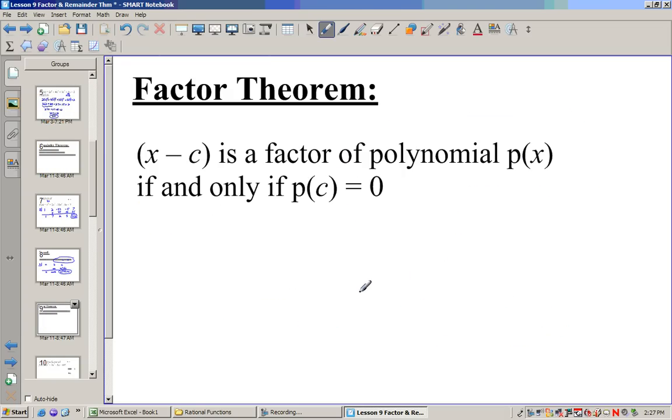All right. Now we have another theorem associated with this. That's the factor theorem. That says x minus c is a factor of polynomial p of x if and only if p of c is equal to 0. So if and only if is a biconditional statement saying that it works both ways. If it's a factor of p of x, then it's going to have 0 for remainder, and if 0 is a remainder, then it's going to be a factor of p of x.